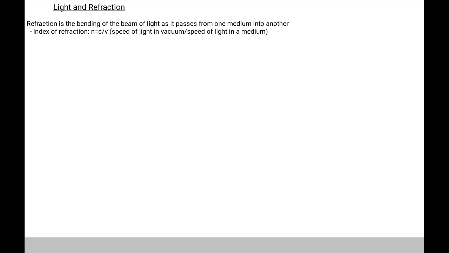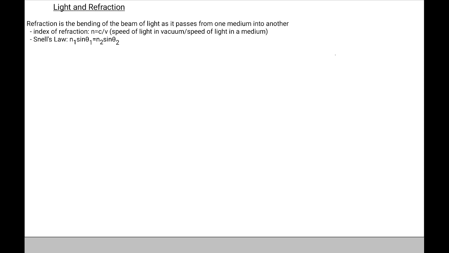So the index of refraction, n, is defined as the ratio of the speed of light divided by the speed in that particular medium. So it's 3 times 10 to the 8th meters per second divided by something less than that. So that means that the index of refraction will be greater than 1. Snell's law tells us exactly how much the beams of light will bend.